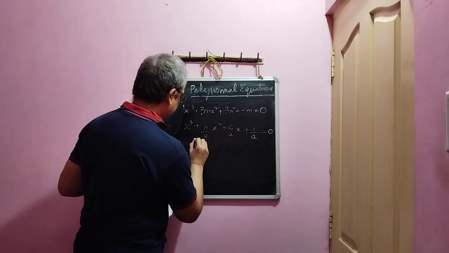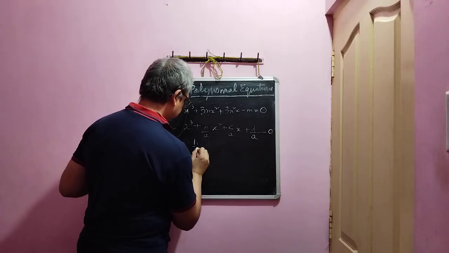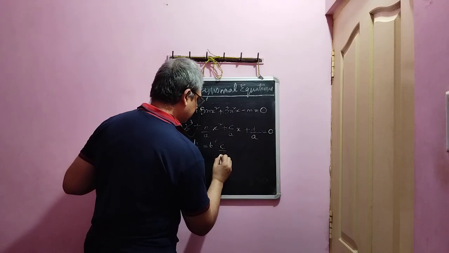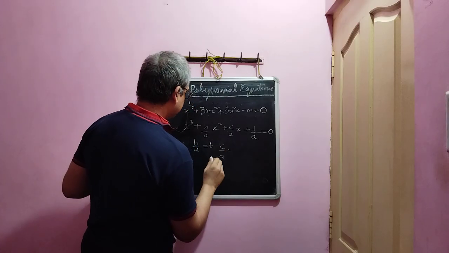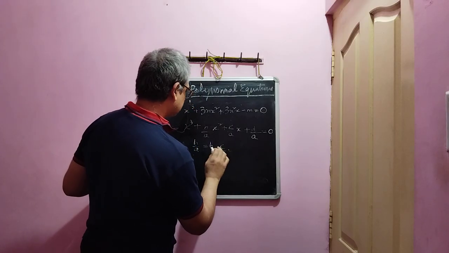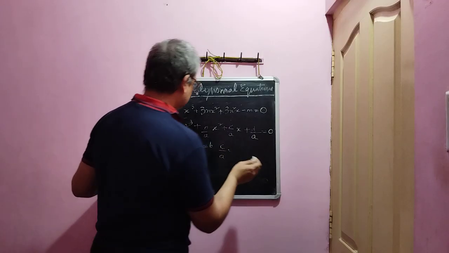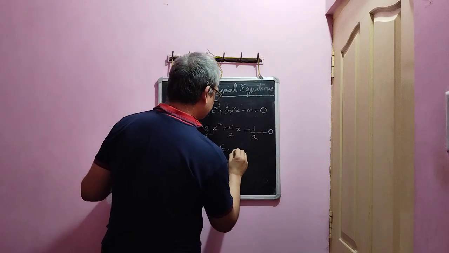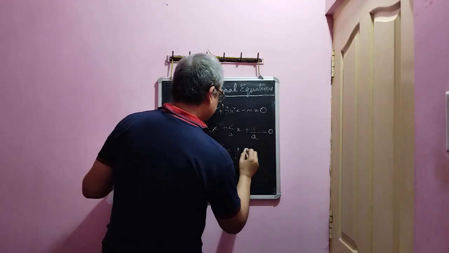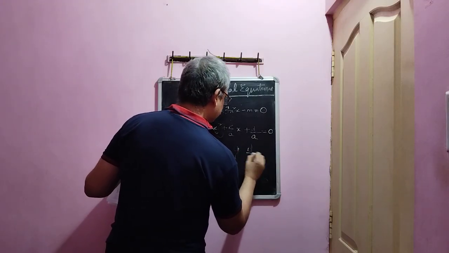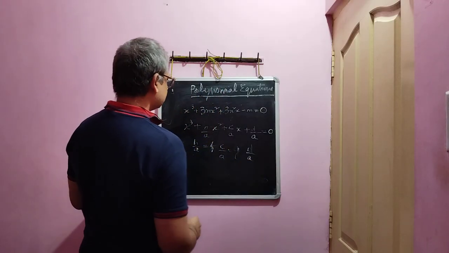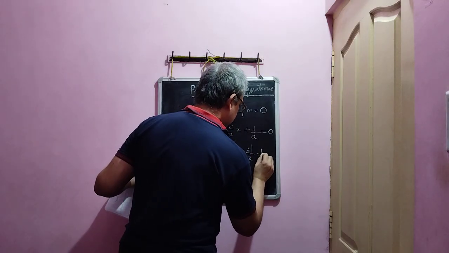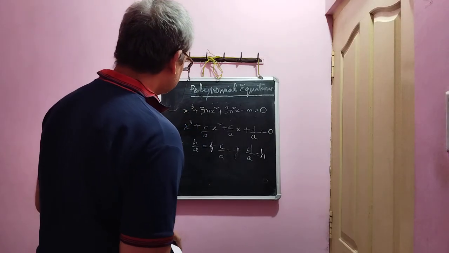Okay, let a by a, b by a equal to b dash, c by a, or rather let a by a, b by a equal to f, c by a equal to g, and b by a equal to h. Okay?